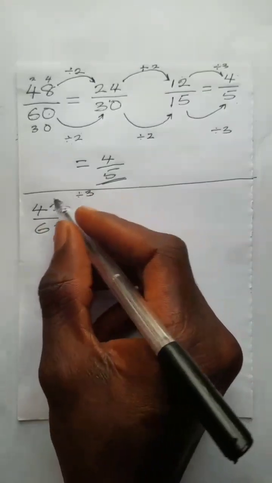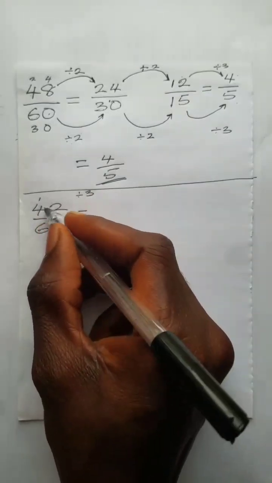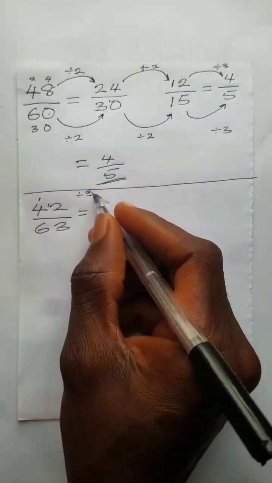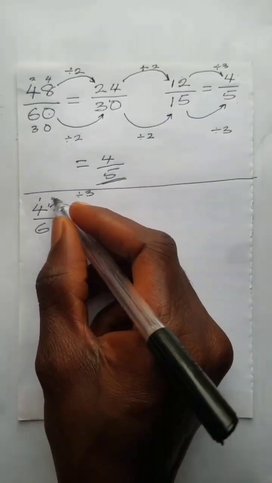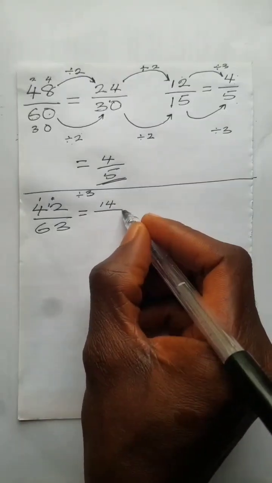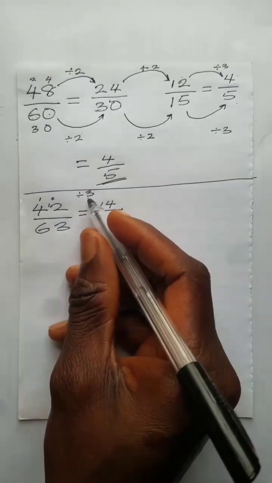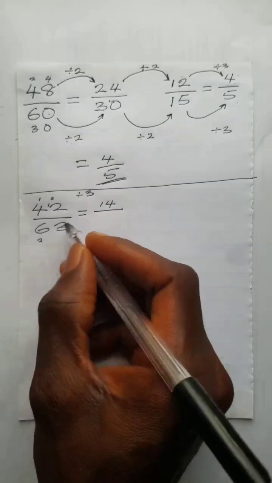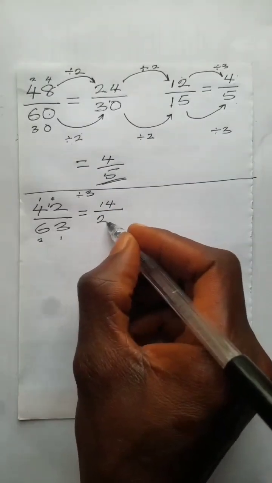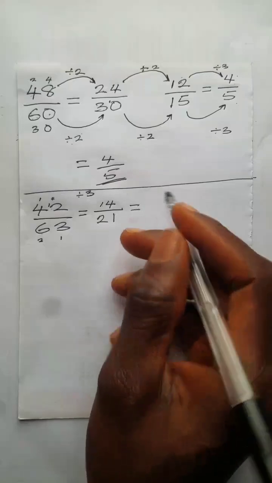42 divided by 3 is what? 4 divided by 3 is 1, and 1 will remain. 12 divided by 3 is 4. So that's how we have 14. Then 63: 6 divided by 3 is 2. 3 divided by 3 is 1. So we have 21 as the new denominator.